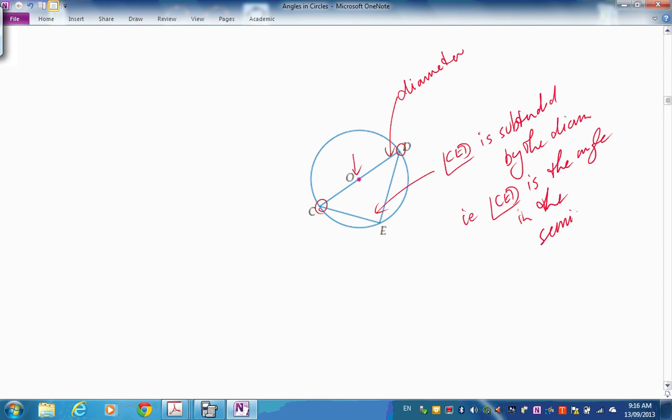Right, joining some of these ideas together. The diameter cuts off two segments which are equal, and they're called semicircles, half circles.